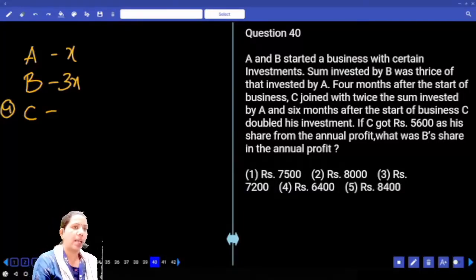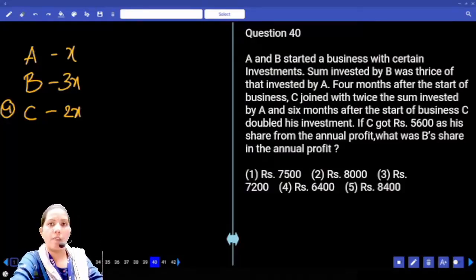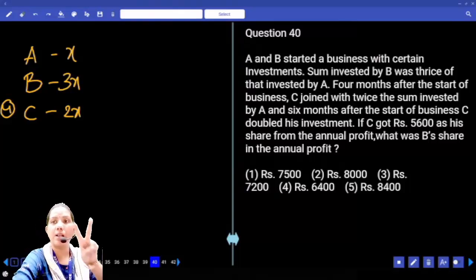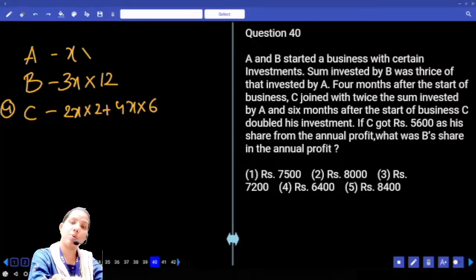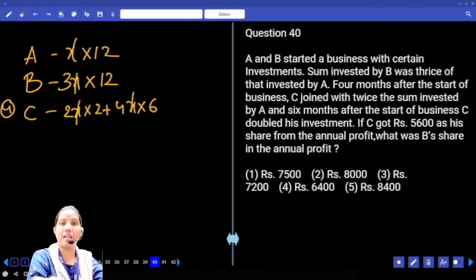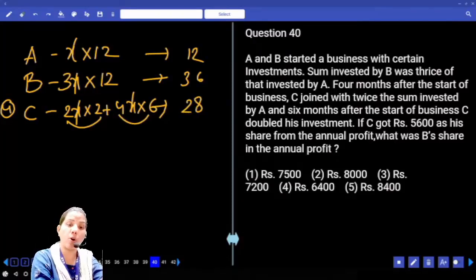What is A's investment? x. What is twice of x? 2x. So C's investment is equal to 2x. 6 months after the start of the business, C doubled his investment. C joined actually after how many months? 4 months. From the start of the business, 6 months means what is the time for C? 2 months. After 2 months, C doubled his investment. It is 4x, and the remaining time is 6. What is B's time? 12 months. What is C's time? 12 months. All the x's are cancelled. It is 12 and it is 36. 2 2s are 4 and 4 6s are 24. So total 28. What is the ratio? 4 table. 4 3s.